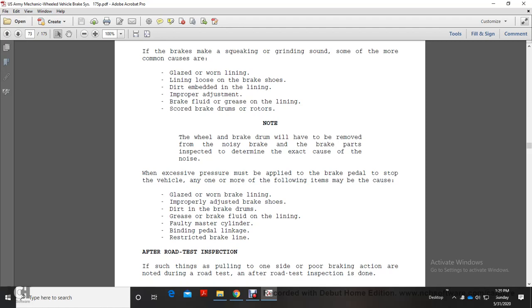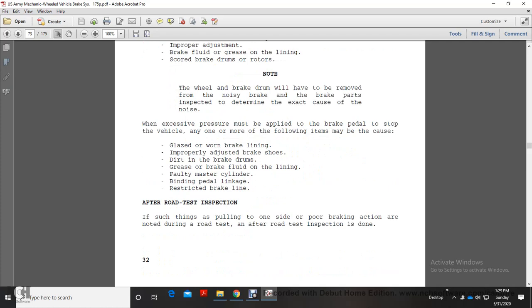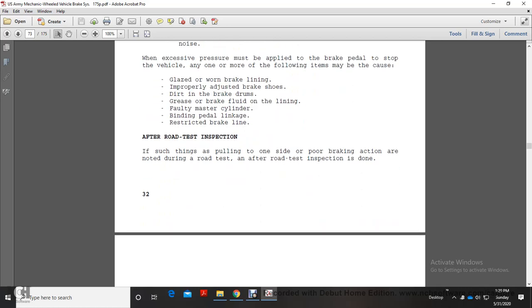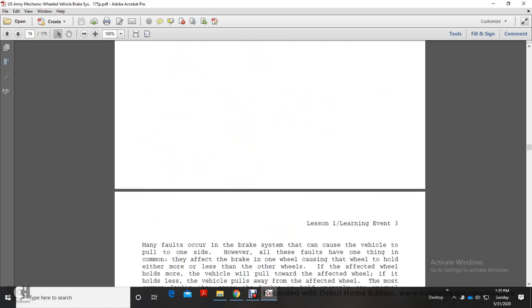When excessive pressure must be applied to the brake pedal to stop the vehicle, one or more of the following items may be the cause: glazed, worn, or broken lining, improper adjustment of the brake shoes, dirt in the brake drums, grease and brake fluid on the linings, a faulty master cylinder, binding pedal linkage, or a restricted brake line. Note pulling to one side and braking action during the road test.